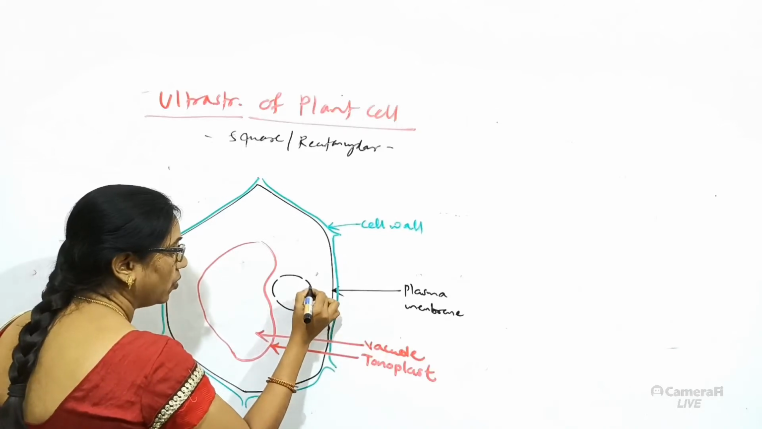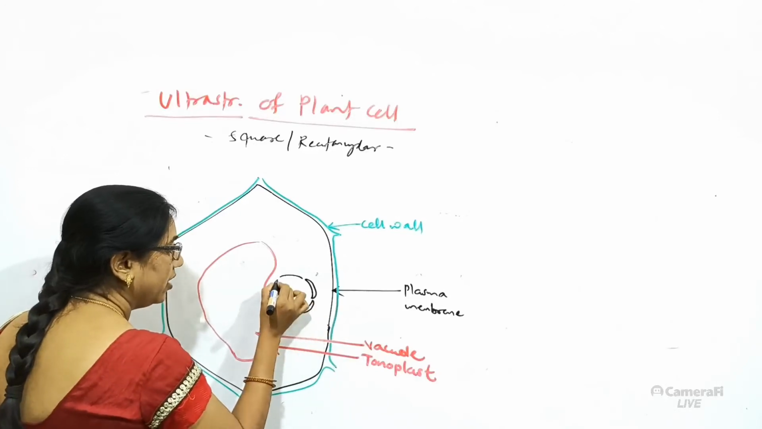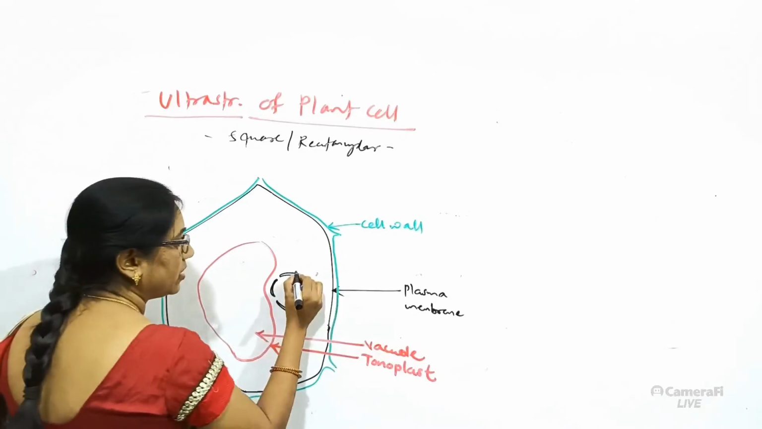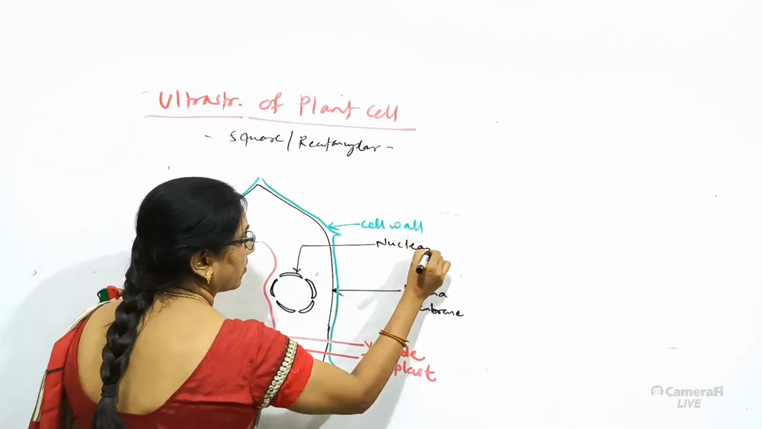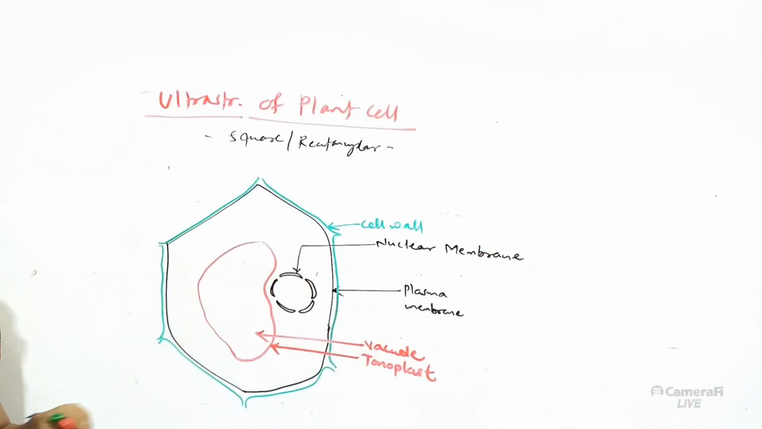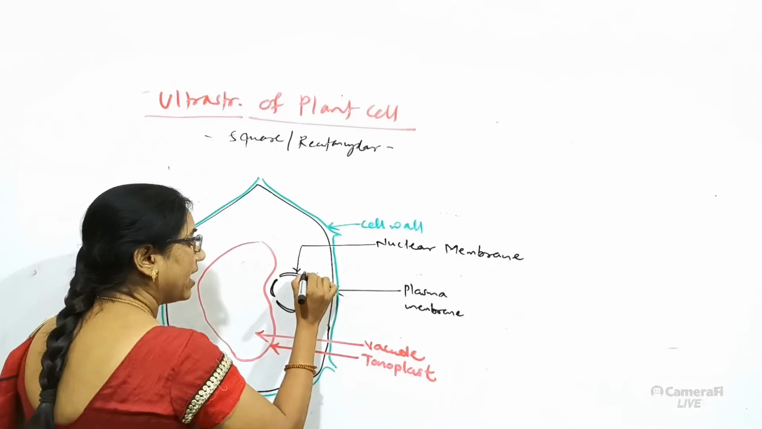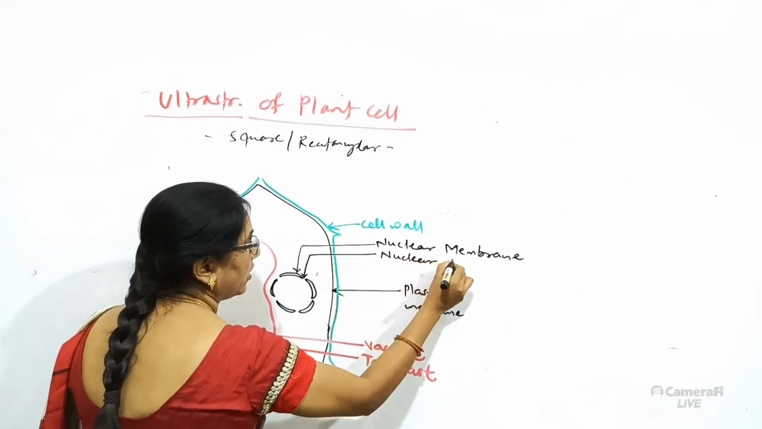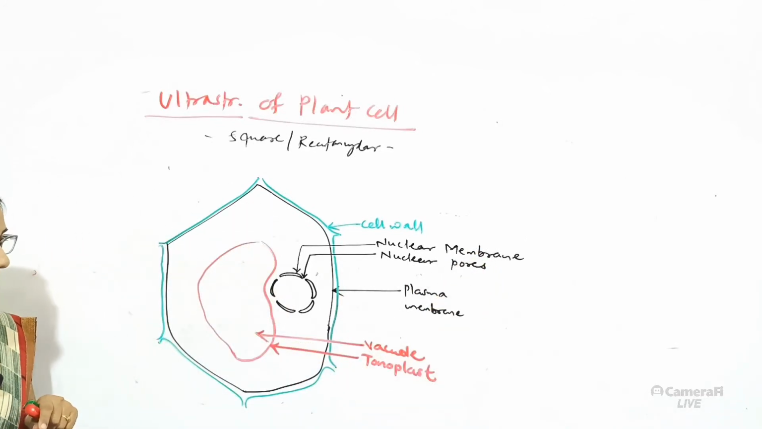So this is the nucleus, and what does this nucleus show? This nucleus is surrounded by a two-layered membrane, and what is this two-layered membrane called? This is called the nuclear membrane. This nuclear membrane is not continuous, but it leaves some gaps, and what are these gaps called? These gaps are called nuclear pores.